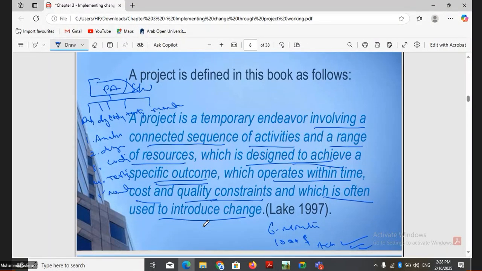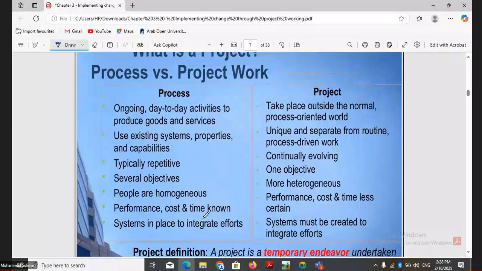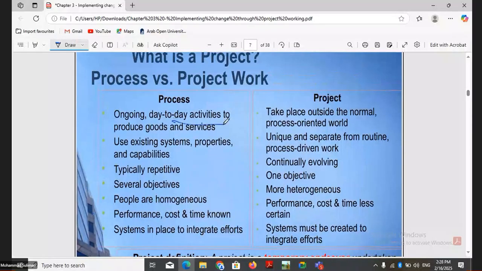Now let us see some differences between a project and a process. Here it is given as project versus process. A process is day-to-day activities to produce goods or services using existing system properties and capabilities. It is typically repetitive, with several objectives. People are homogeneous, like the same people will repeat the same thing. Performance, cost, and time are known for this process. Like we know that every day it does so many tasks in this cost and in this time. We can do this much of sales, for example, and a system is in place to integrate the effort. The system already exists, so we are using the existing system.